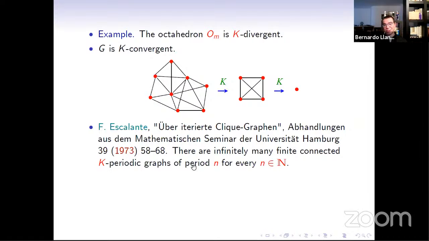Of course, this problem is difficult when you want to find 2-periodic, 3-periodic, 4-periodic graphs with some additional properties. So this problem is not totally solved. You know that they exist, but they can be very hard to find.